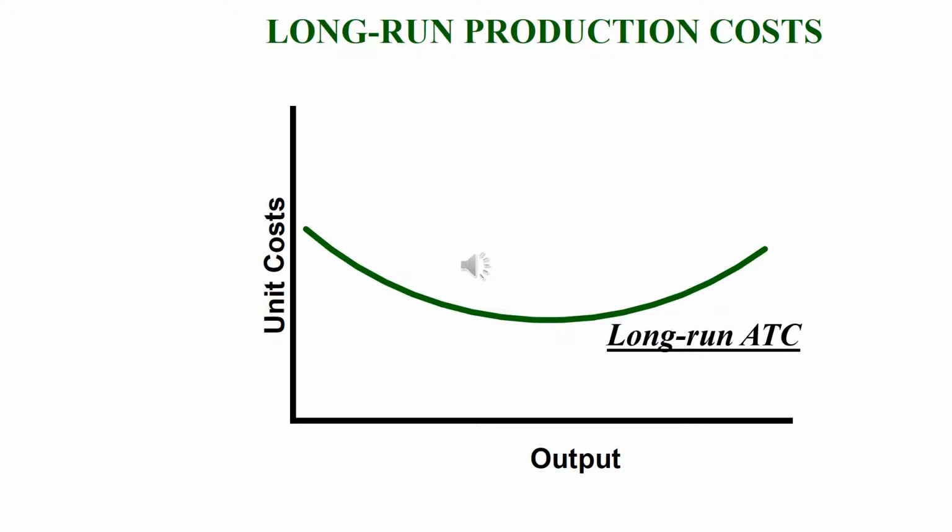Our long run ATC curve just shows us that continuum of possible smaller plant sizes we could have had and all the different least cost production points on that plant. Notice that as our output increases, initially our per unit cost falls. Remember, that's called an economy of scale. Getting bigger means cheaper initially, and then eventually our costs will start to rise again.